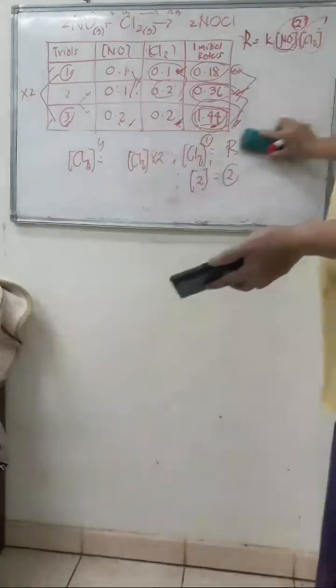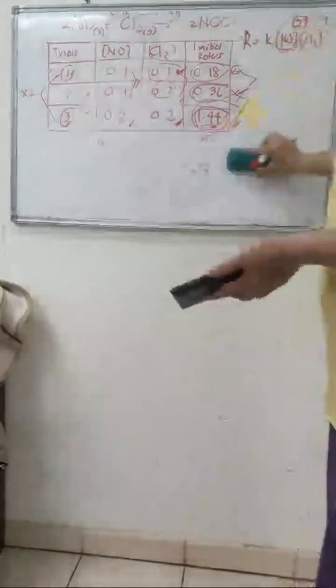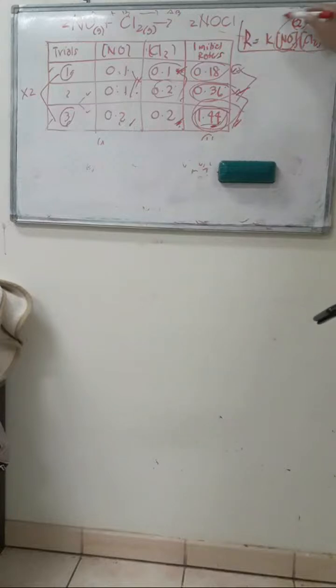So your rate law or rate expression will be R is equal to the rate constant times NO raised to the power 2 and then chlorine gas raised to the power 1, like that. So your individual reaction order with respect to NO is 2 and your reaction order with respect to chlorine gas is 1. The total overall reaction order will be 3.